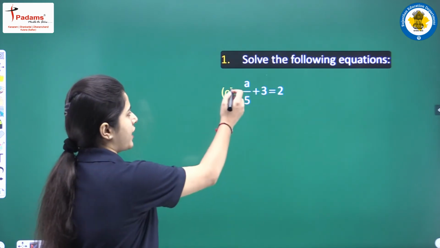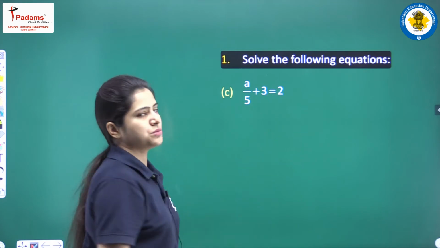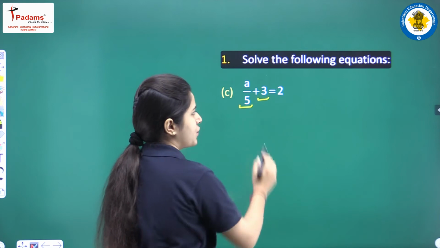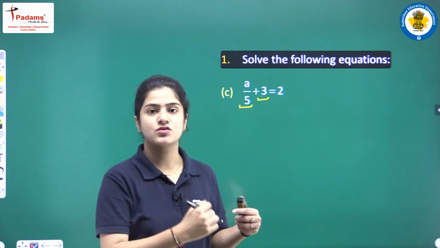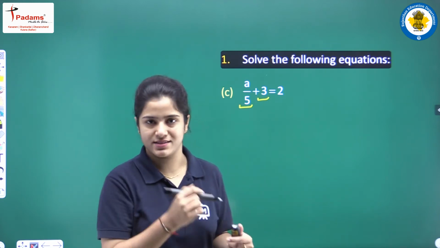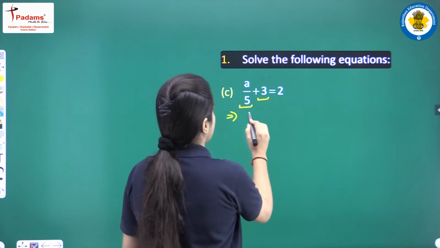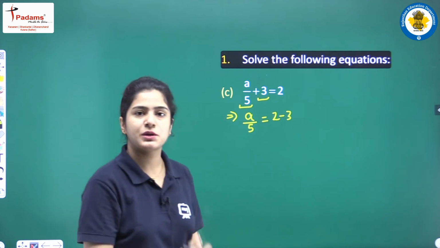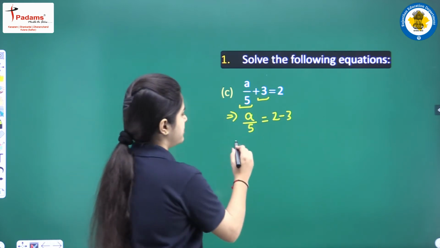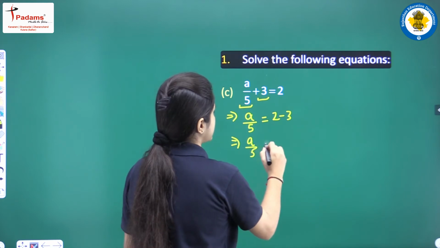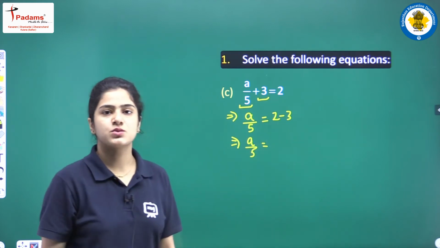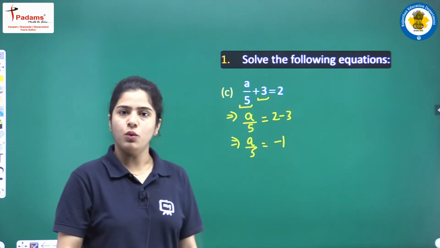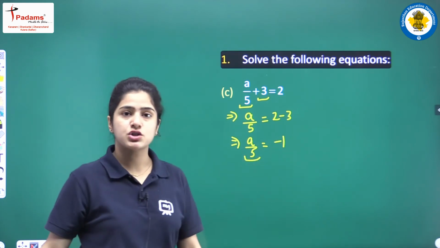Okay. A upon 5 plus 3 is equals to 2. Clearly, students, have a look. Variable is in addition with this 3. So, if we have to transpose this 3 to the right hand side, it will become minus 3. Okay, students. A upon 5 is equals to 2 minus 3. Okay, students. It will become minus 3. Now, A upon 5 is equals to 2 minus 3 is equals to, students, minus 1. Okay, minus 1.